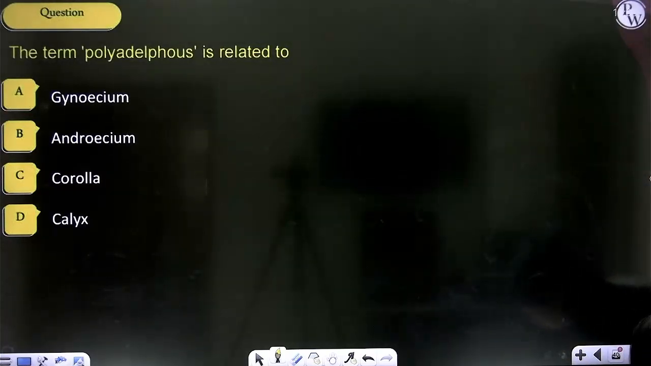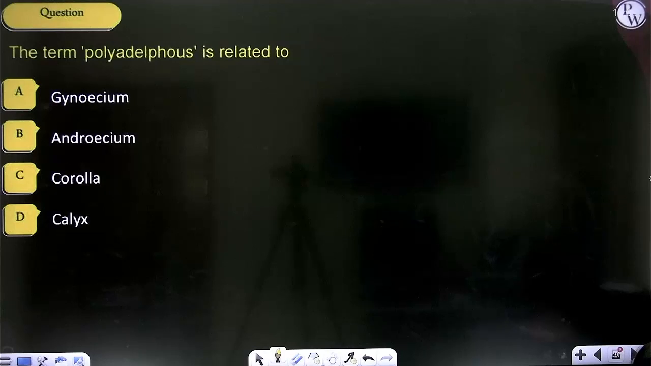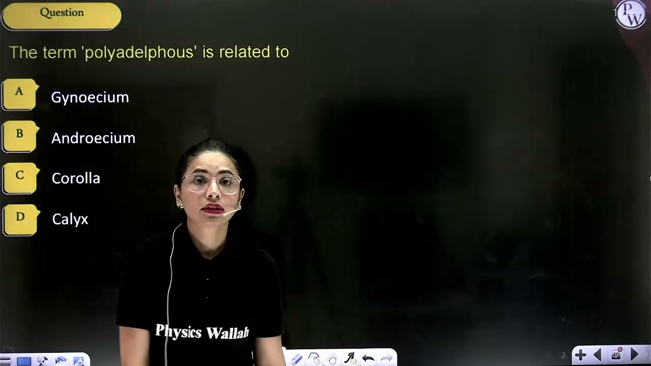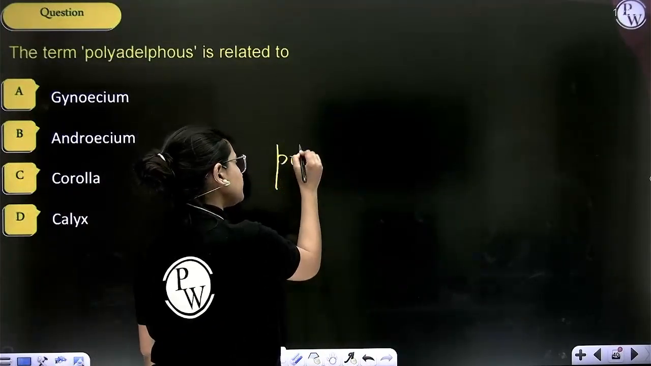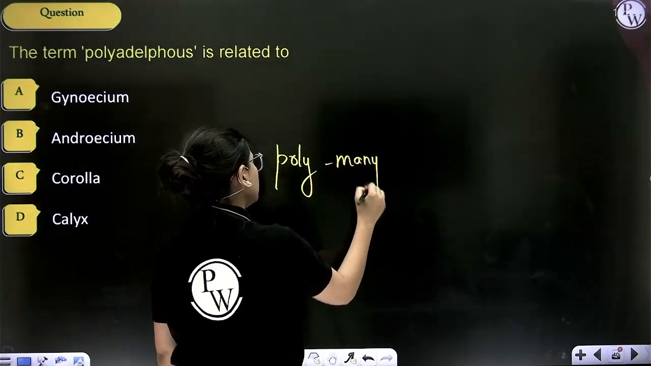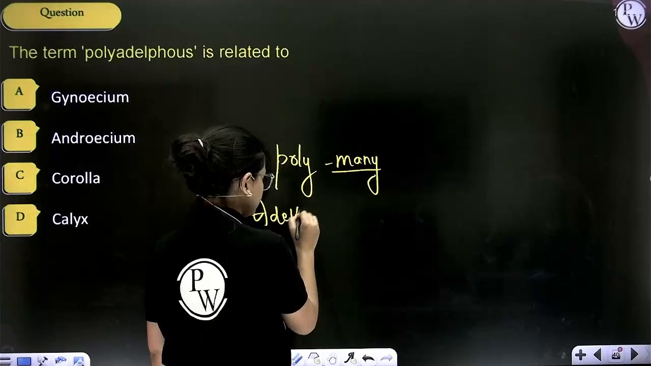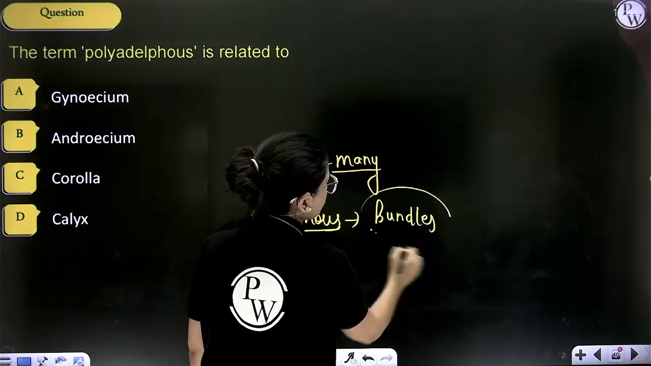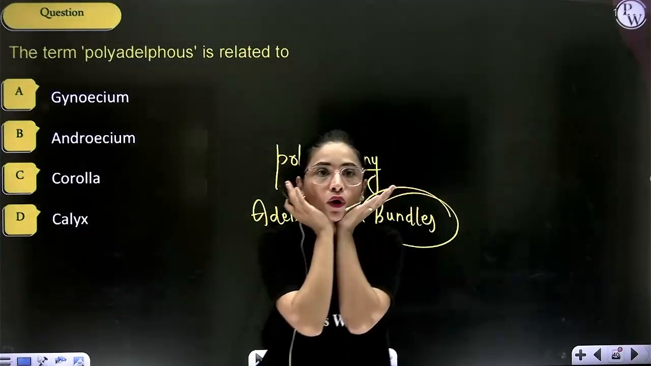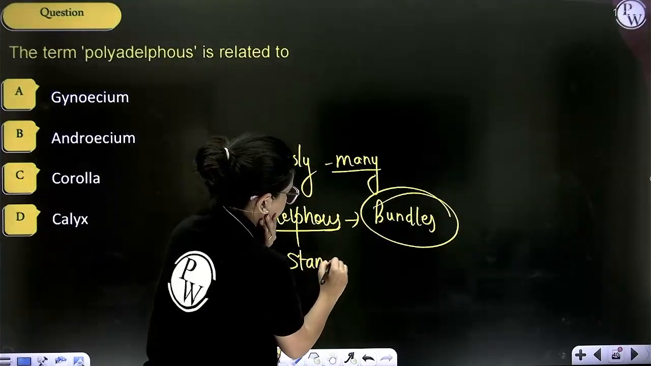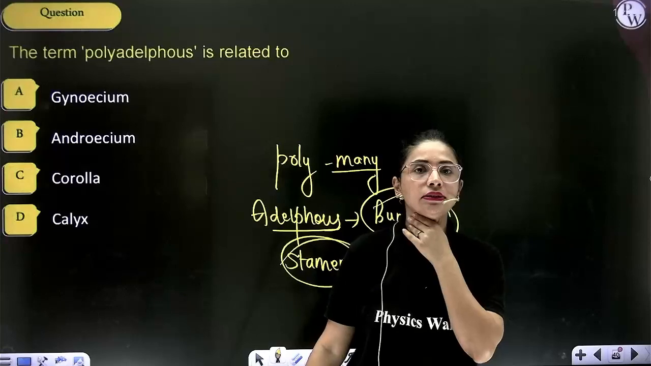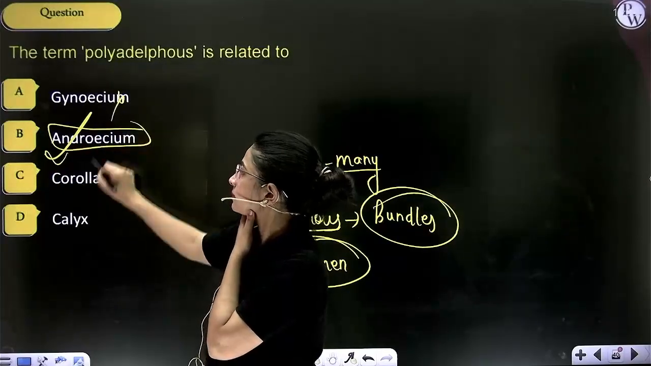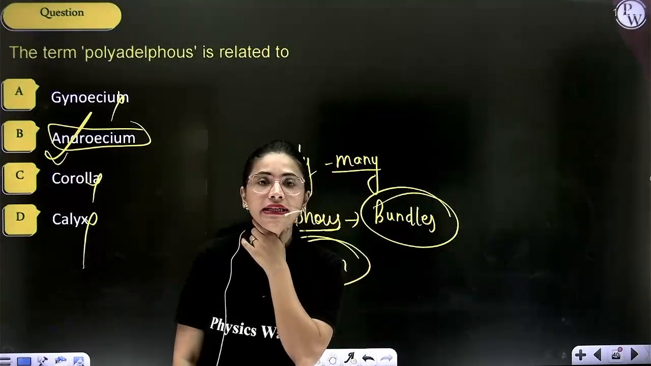Okay, read the next question. And this is the last question. Come on, everyone, answer it. Let's see who answers this last question. The term poly. Poly means many. Adelphous means bundles. So, many bundles of stamen. So this term polyadelphous is associated with the androecium. So the answer becomes B in that case.